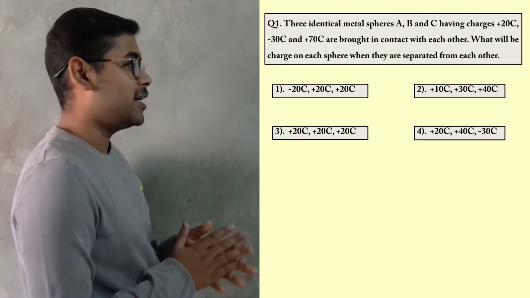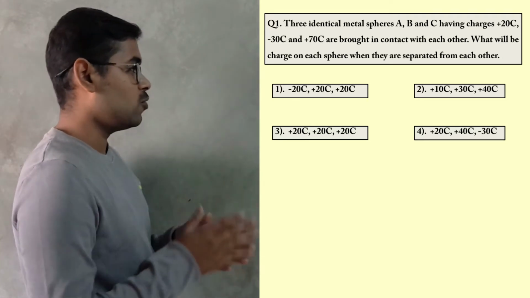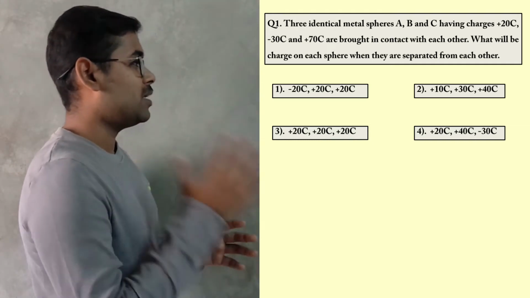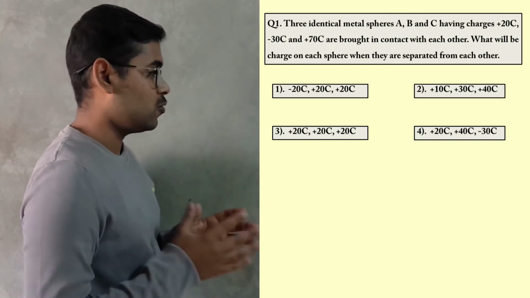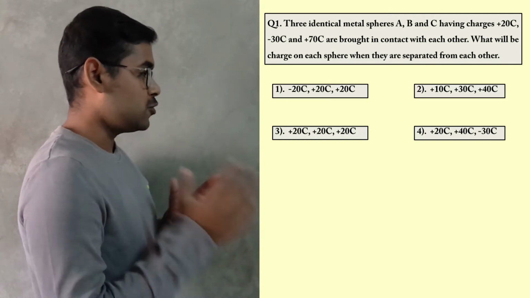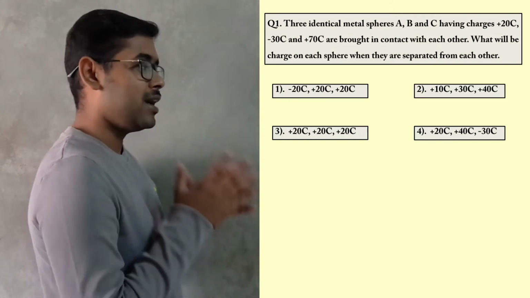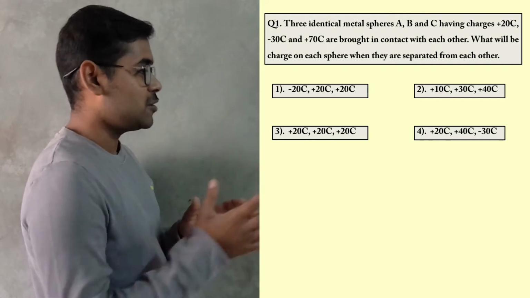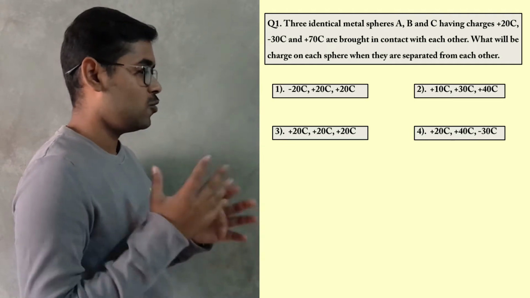Option number 1, minus 20 coulomb, plus 20 coulomb and plus 20 coulomb. Option number 2, plus 10 coulomb, plus 30 coulomb and plus 40 coulomb. Option number 3, plus 20 coulomb, plus 20 coulomb and plus 20 coulomb. And option number 4, plus 20 coulomb, plus 40 coulomb and minus 30 coulomb.